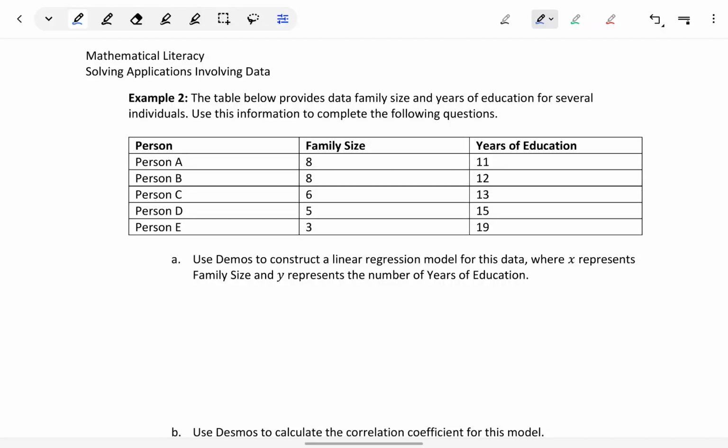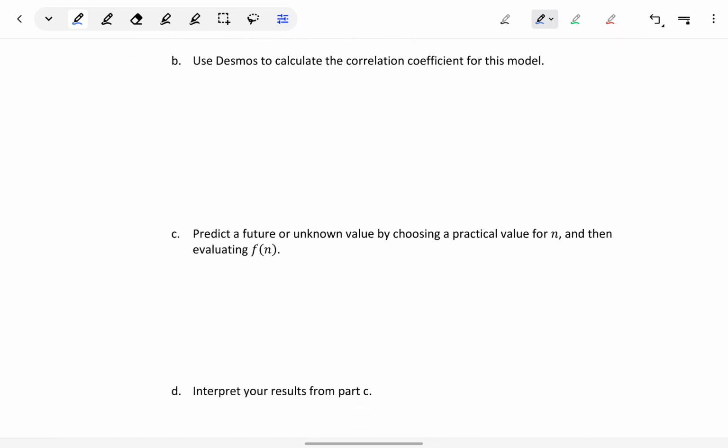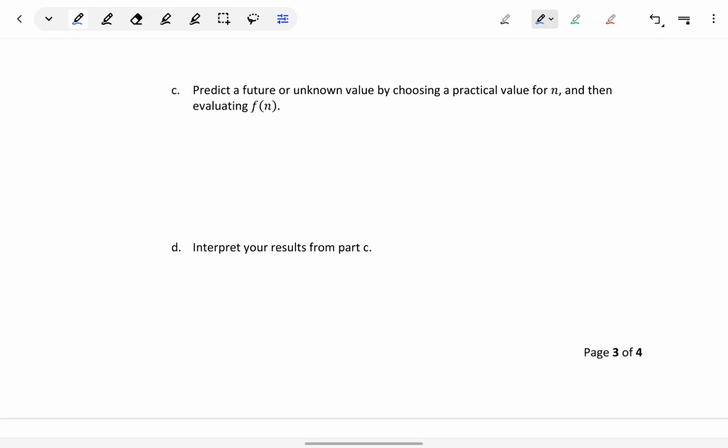In example 2, we're given a table that provides data on family size and years of education for several individuals. And we want to repeat the process that we did in example 1: construct a model, identify and interpret the correlation coefficient, and then predict a future or unknown value by choosing a practical value for n.